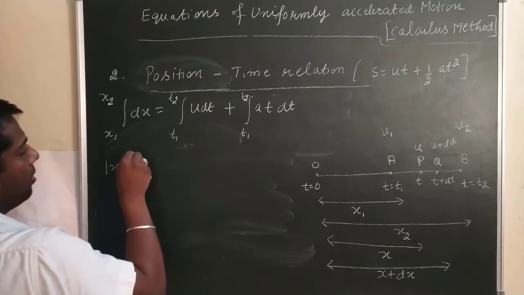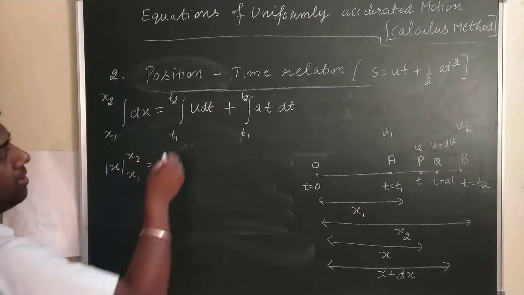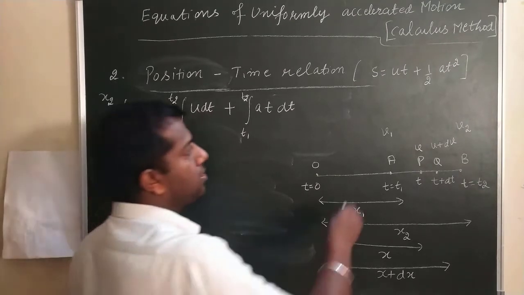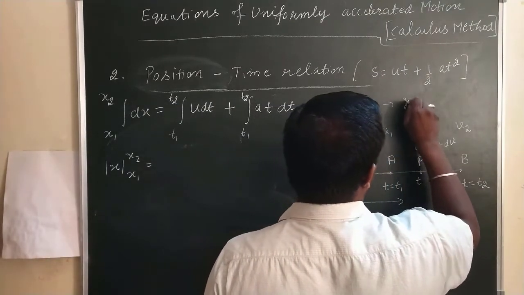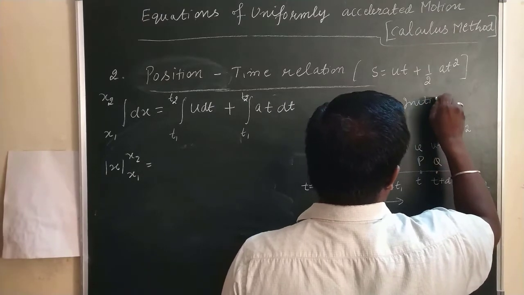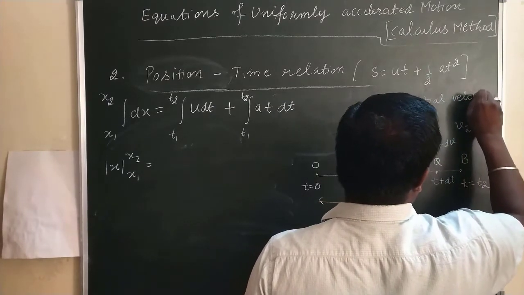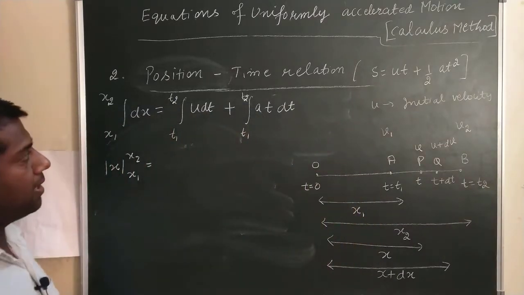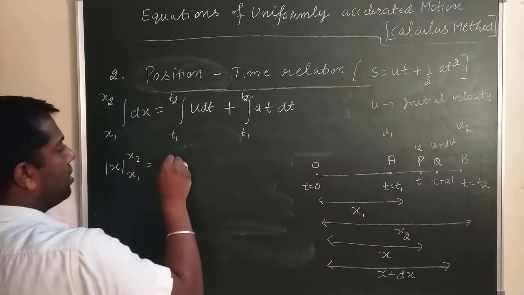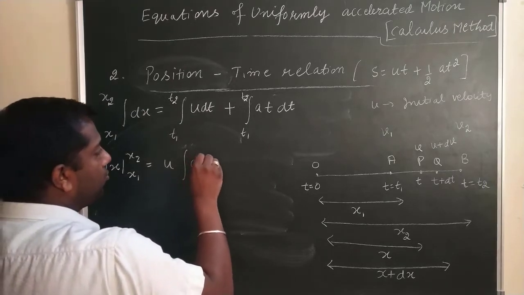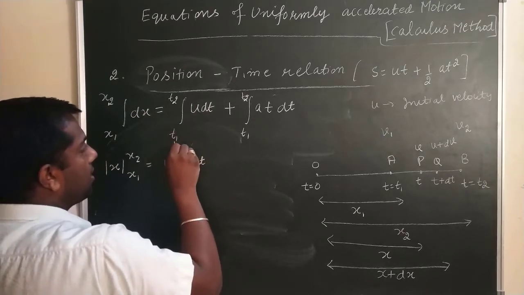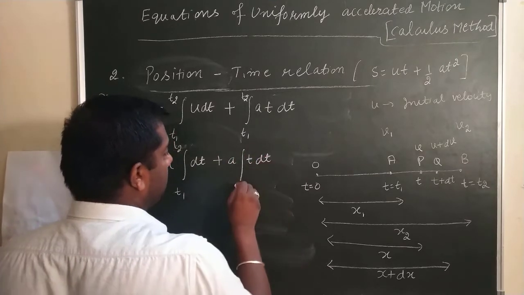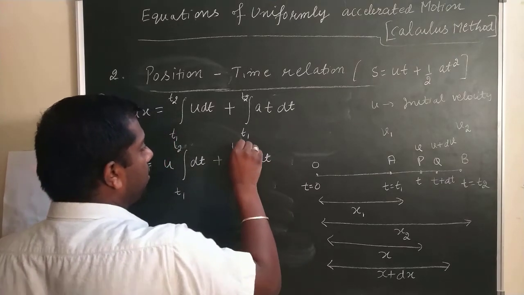So we will put the lower and the upper limit, and in this case u is what? U is the initial velocity. I will write down here u is what? It is the initial velocity at the point A. Clear? And this velocity is constant. So you can write down in this way. This is t1, this is t2 plus a integration of t dt, t1 to t2.